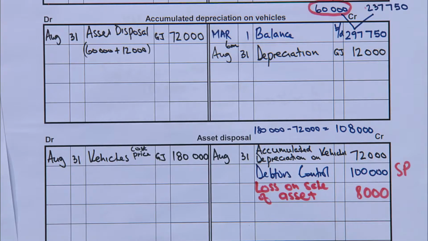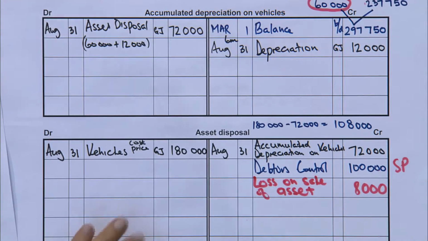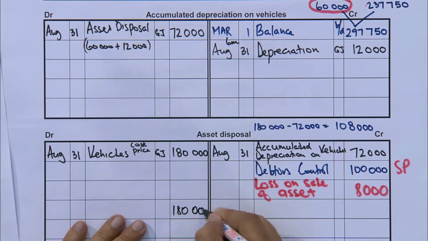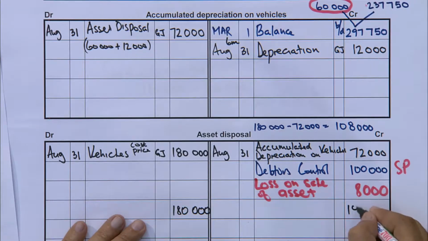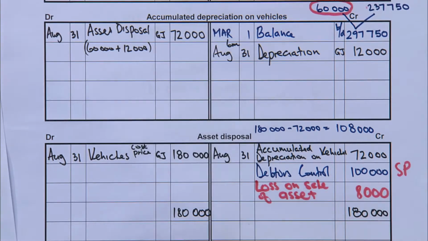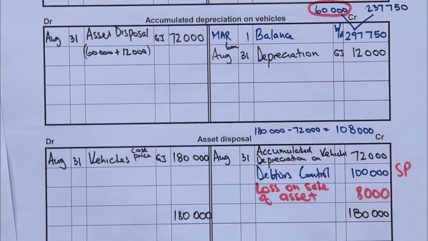Then we just have to total the asset disposal account, and you'll see both of them, the totals will come to 180,000. No opening balance, no closing balance. The asset disposal account is complete.